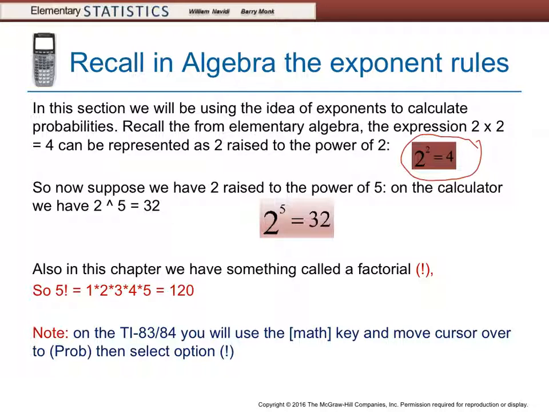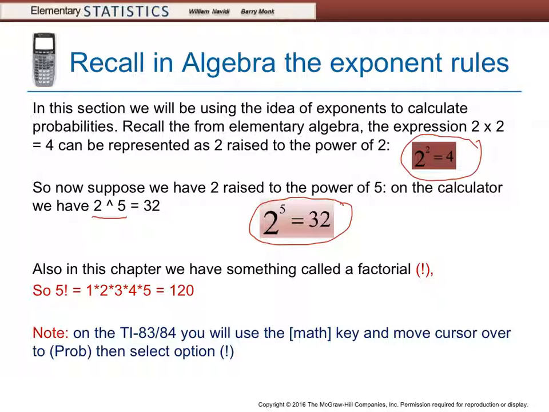Now suppose we have 2 raised to the power of 5. On the calculator, we could just calculate it. 2 with the caret symbol, 5, equal, and hit enter, and we would get 32. But in reality, we get this statement: 2 to the power of 5 is equal to 32.